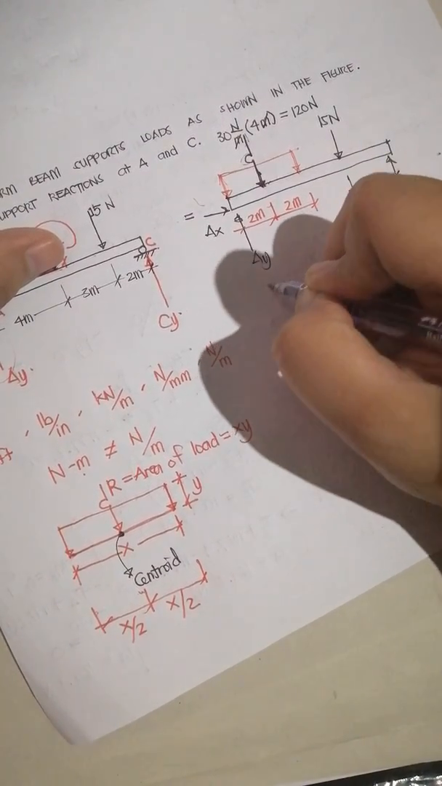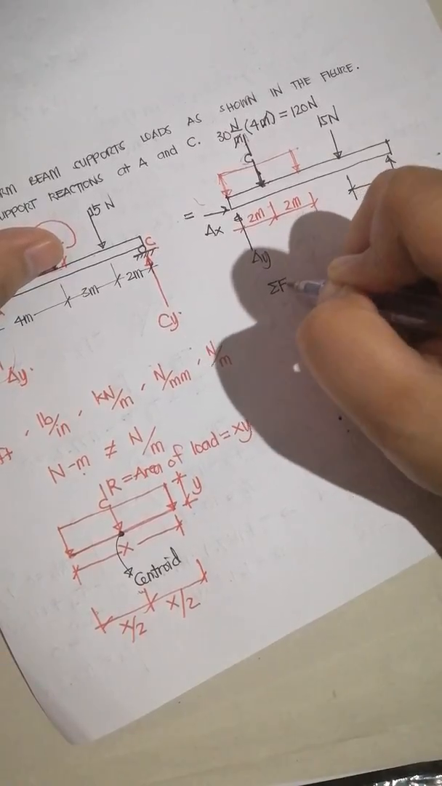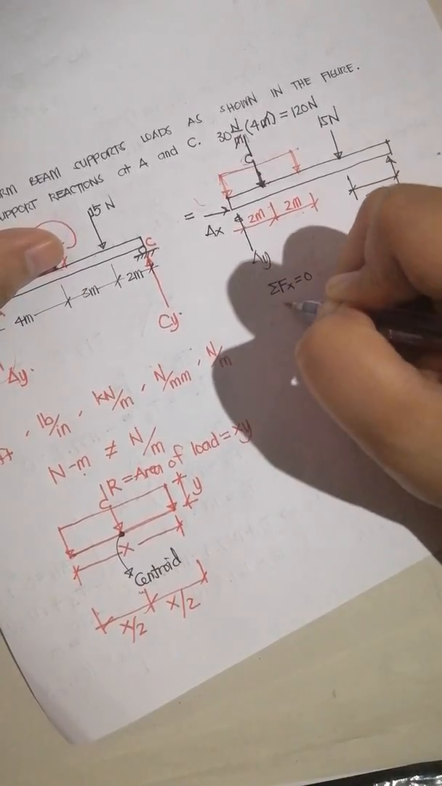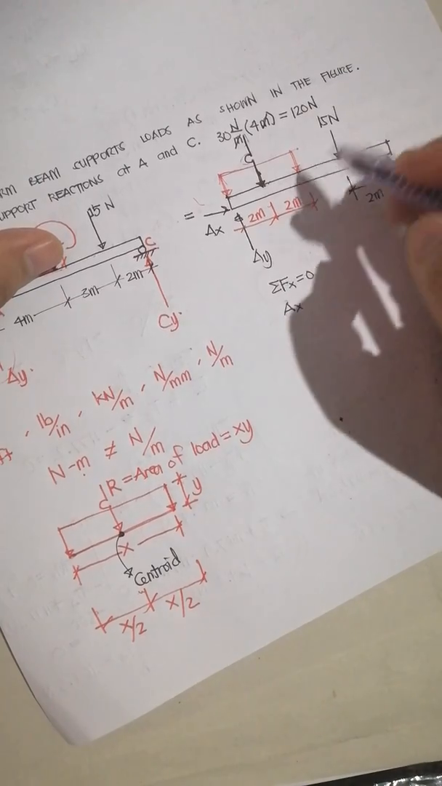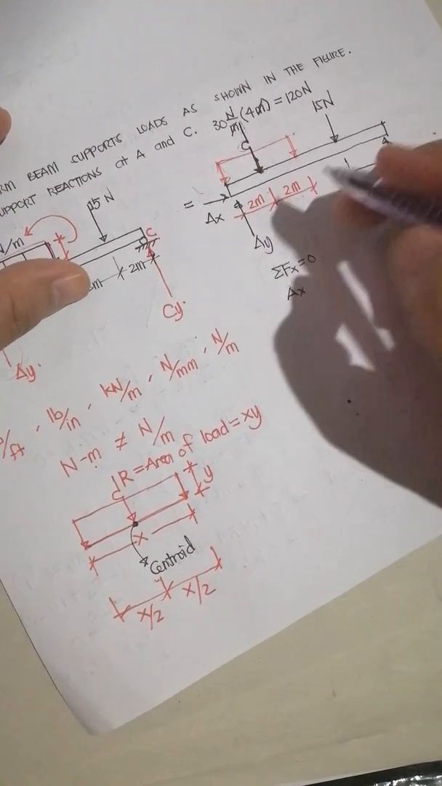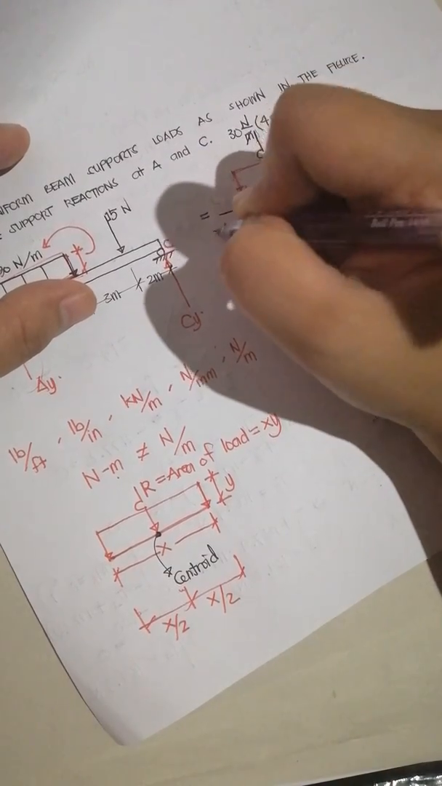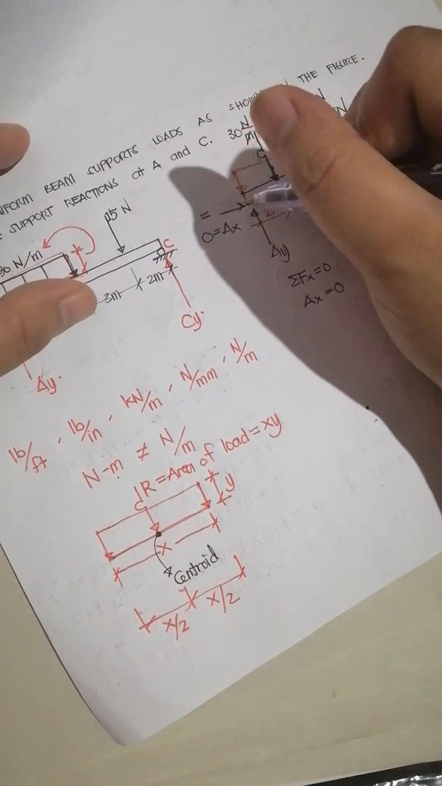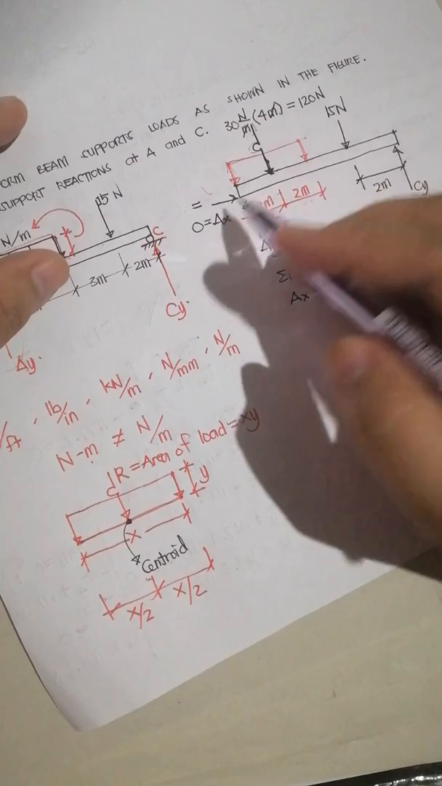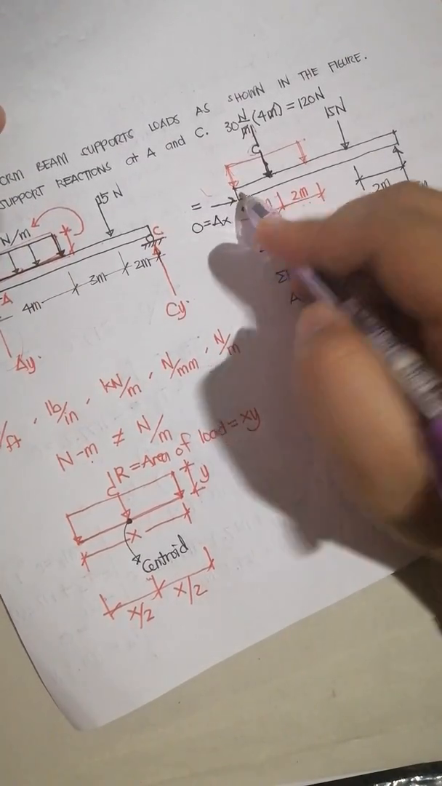So we could now continue with our solution. For AX, we need to use sum of forces in x equals 0. We have AX, and we don't have any other horizontal forces, so this is equal to 0. So there is actually no horizontal reaction at the pin at A.